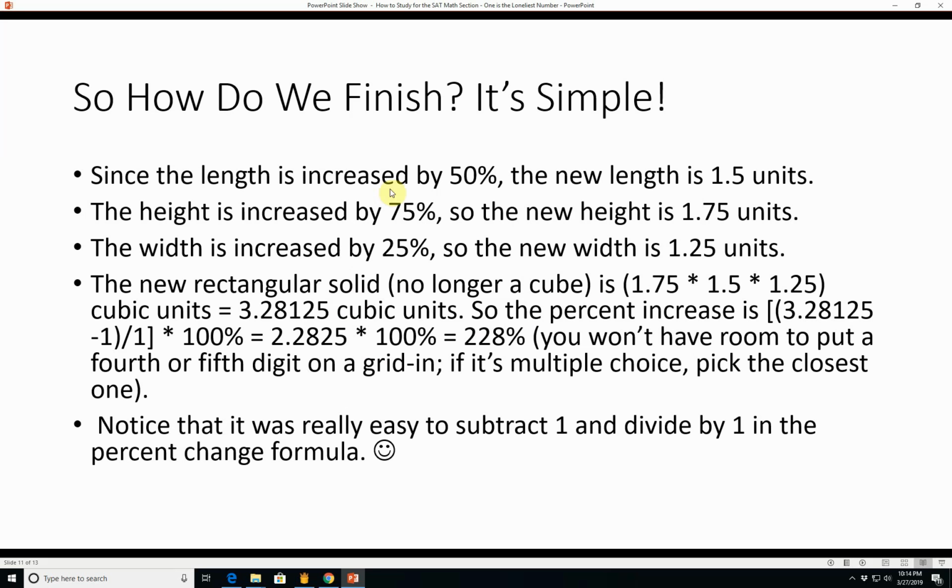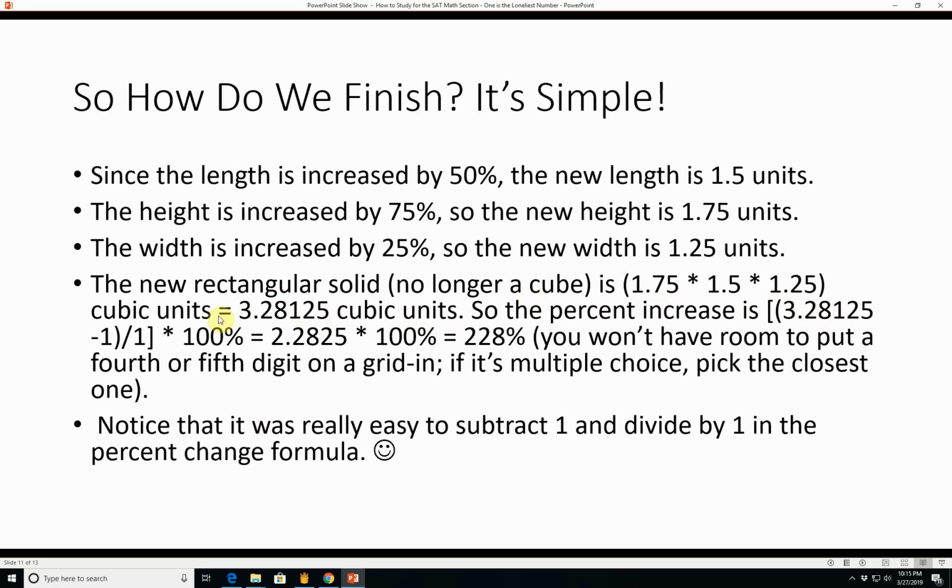It's simple. Since the length is increased by 50%, the new length is 1.5 units. Since the height is increased by 75%, the new height is 1.75 units. And since the width is increased by 25%, the new width is 1.25 units. So the new rectangular solid, it's no longer a cube since the sides aren't all the same length anymore. It's going to be 1.75 times 1.5 times 1.25 cubic units, which is 3.28125 cubic units.